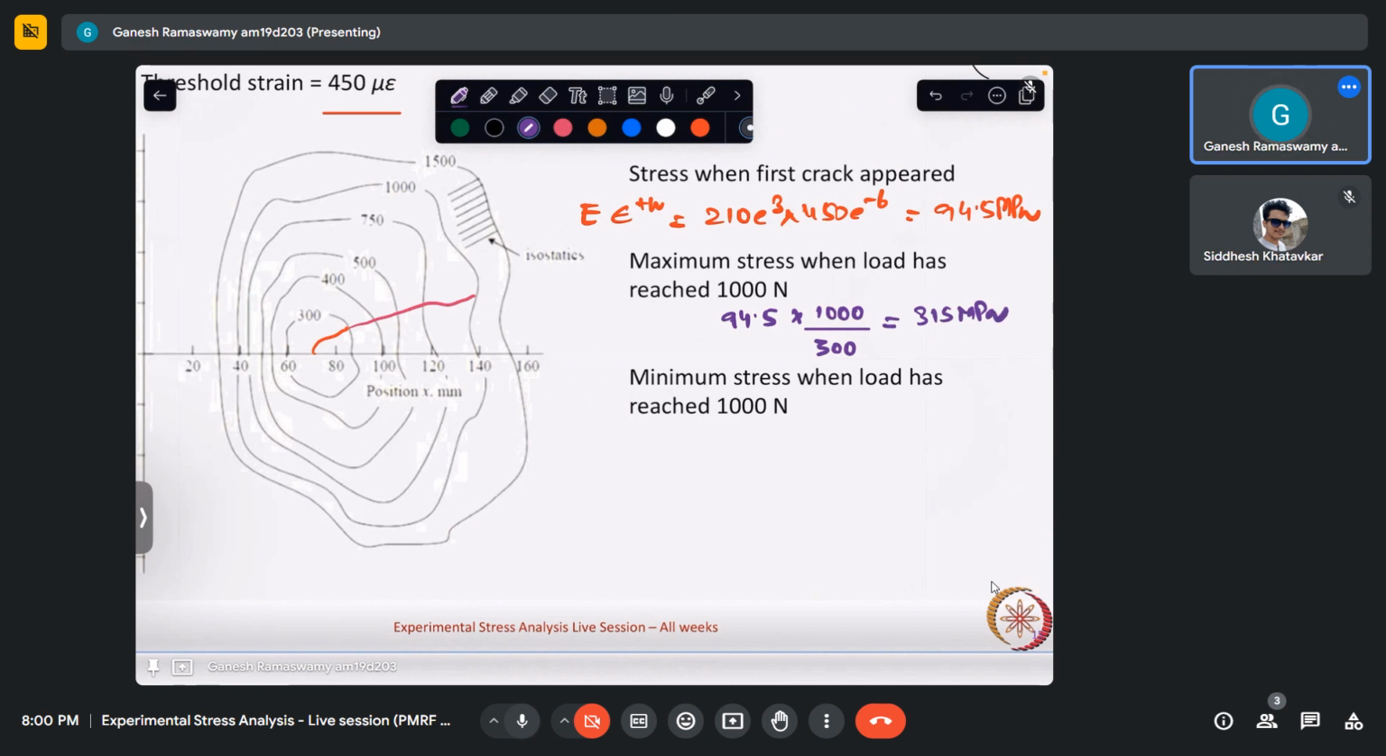Minimum naturally would be the same as our threshold because this is where we started with. The crack has reached only this point. So this is where the stress has just reached the bare minimum for our specimen to crack, which happens to be 94.5. The other way to look at this is, I can take this to be 1000 by my reference load of 1000. So this is 94.5 MPa.